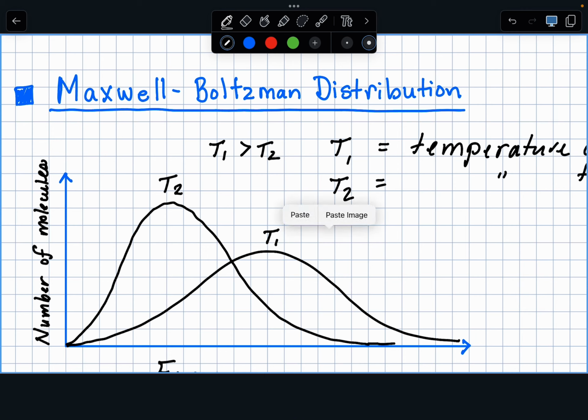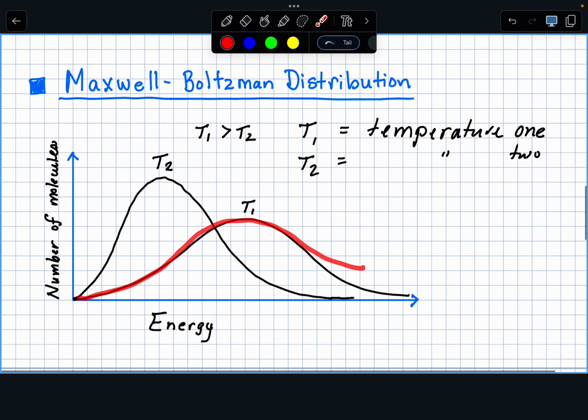And the reason why is you have a greater distribution of particles at a higher energy. So the area under this curve is the same amount of particles as this one. But what they did was they basically ran this experiment at a higher temperature, so more particles had an average that was a higher kinetic energy.